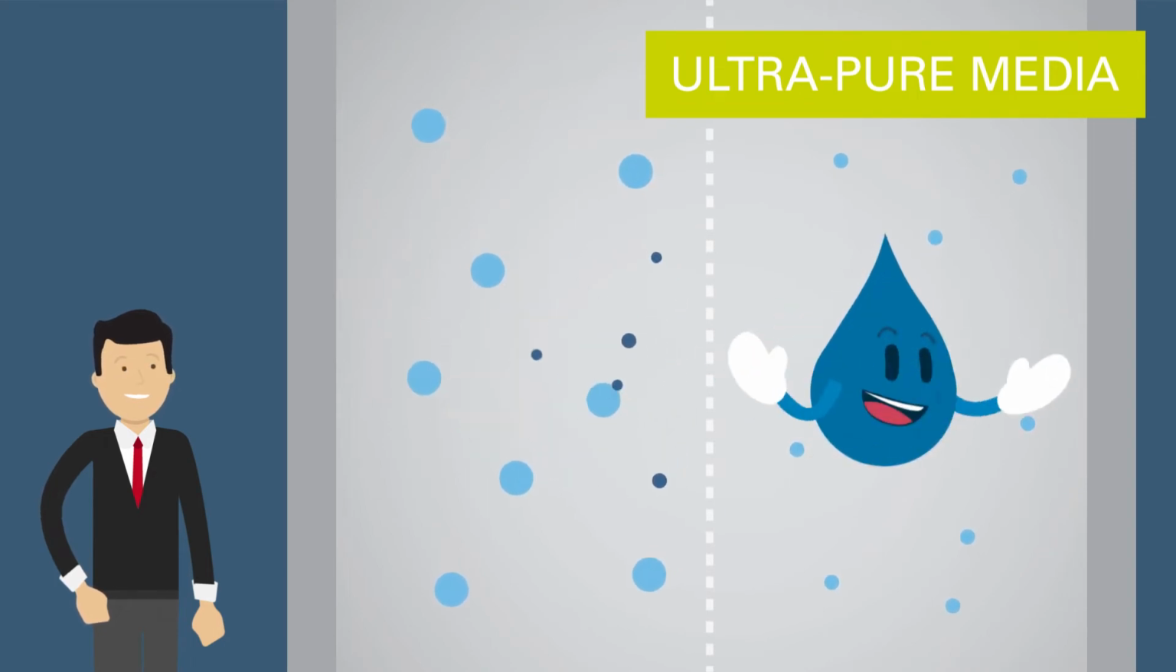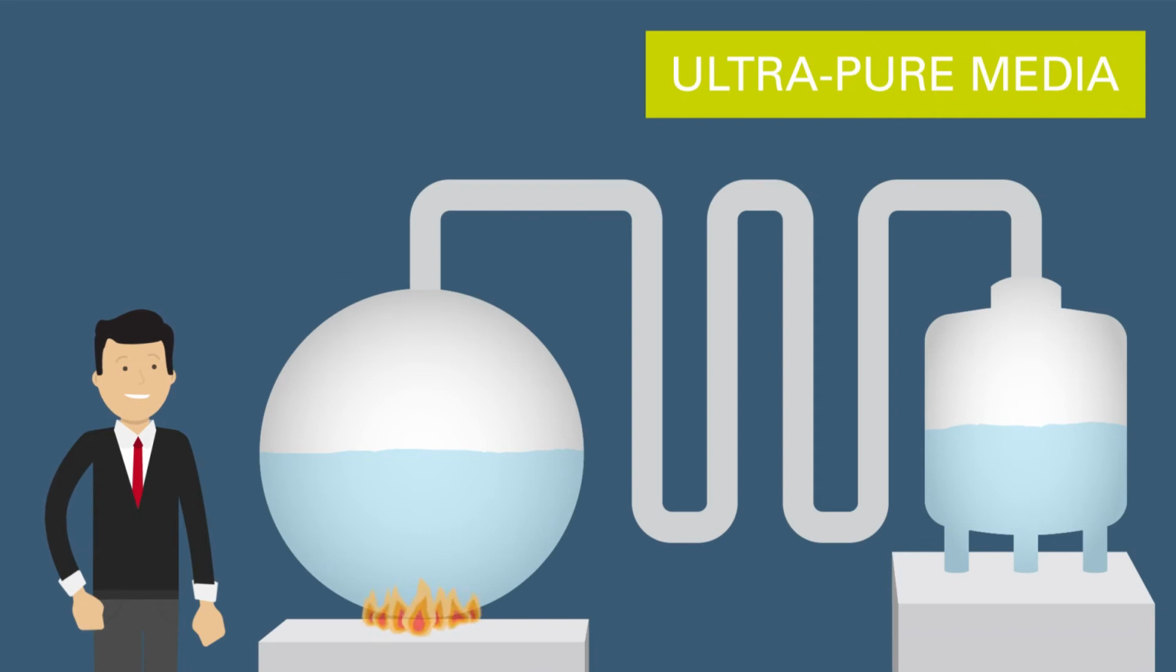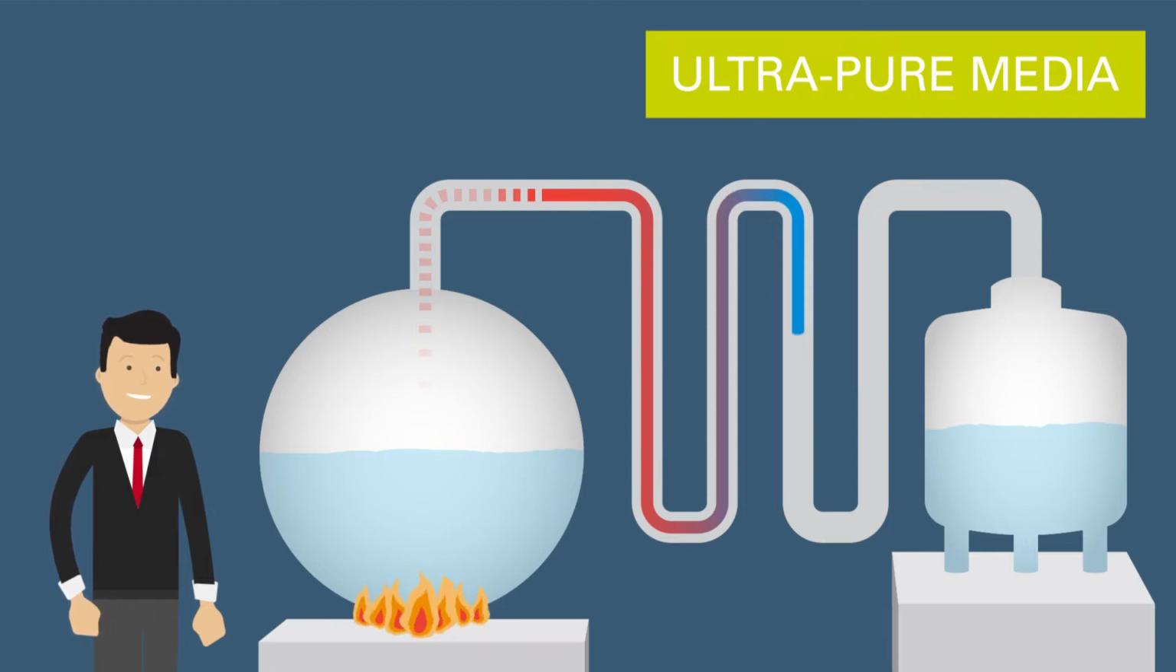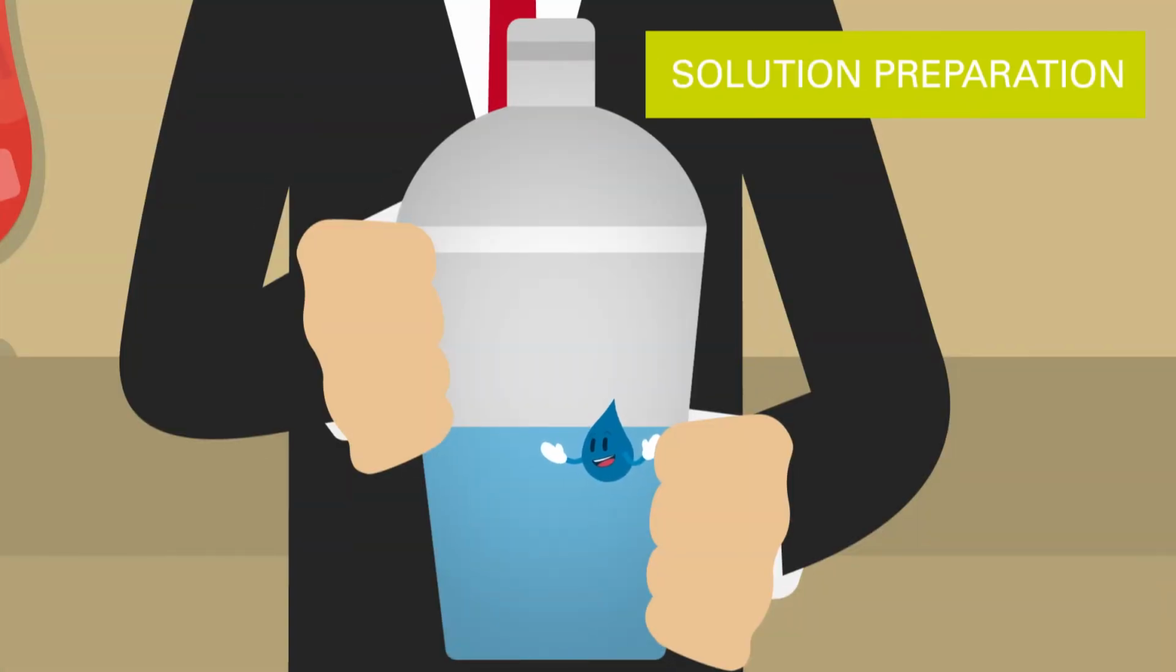The now pure water then ends up in a storage and distribution system, where it is constantly pumped around in a so-called loop. For certain applications, for example for injection purposes, the water is, however, still not pure enough. It is therefore distilled to become water for injections. Now the production of the drug can begin.